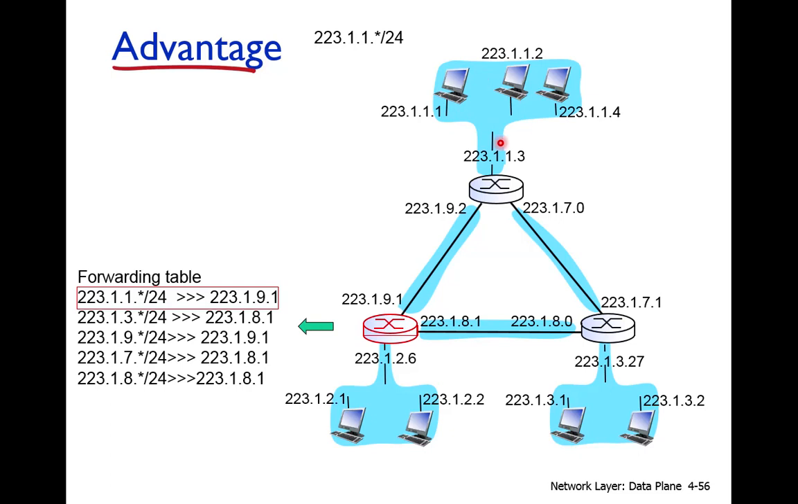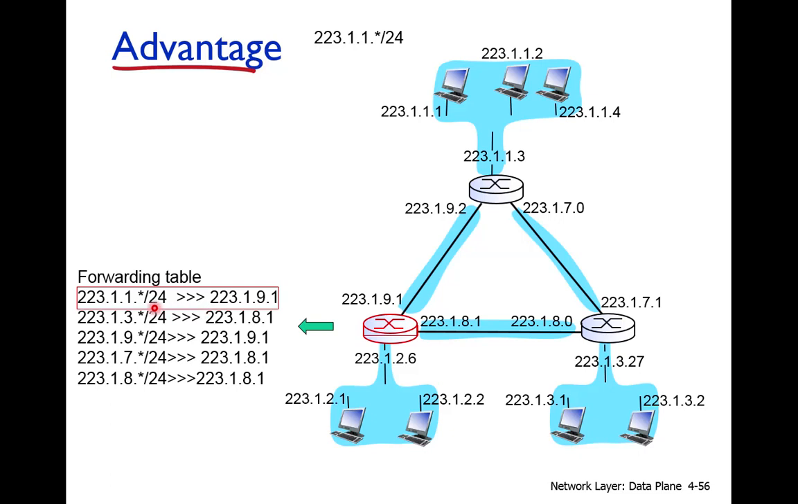And this network, what is its ID? What are the common bits in this network? So in all of these hosts, the first three bytes are common, 223.1.1. These are common, so this is the network number. This is the network address. Okay, so we maintain only the network address in the routing table.